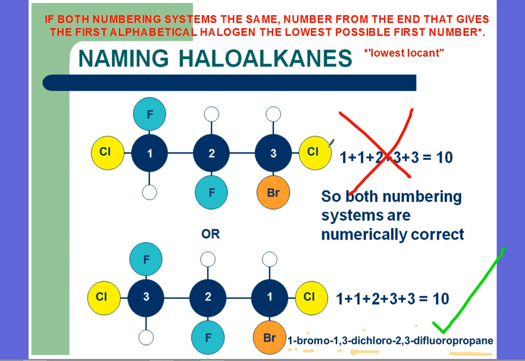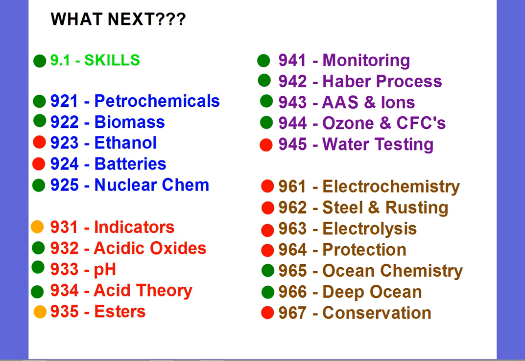If both numbering systems are the same, you number from the end that gives the first alphabetical halogen, so bromine in preference to chlorine in preference to fluorine, the lowest possible first number, or using technical terms, the lowest locant. Locant being these numbers because they locate where these halogens are. So in this case, the correct naming of this molecule would be 1-bromo-1,3-dichloro-2,3-difluoropropane. You have to number from this end because that gives bromine, the first alphabetical halogen, the lowest locant, which is 1. And that's the end of this talk.